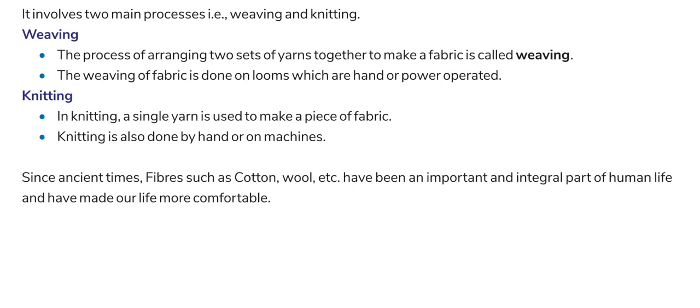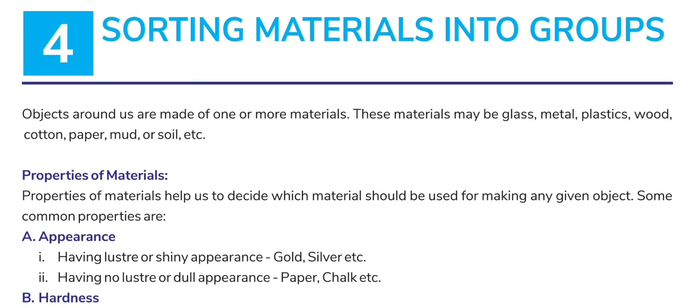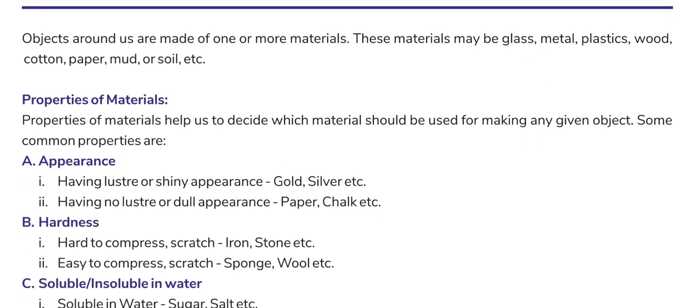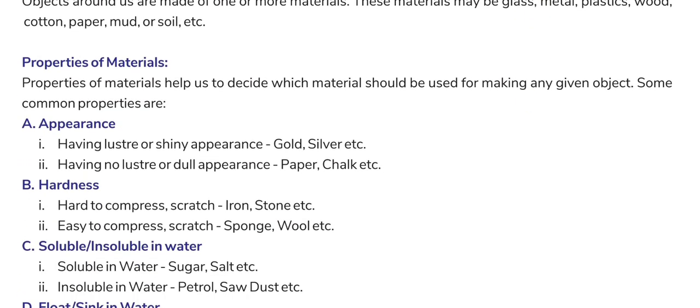Since ancient times, fibers such as cotton, wool, etc. have been an important and integral part of human life, and have made our life more comfortable. Objects around us are made of one or more materials. These materials may be glass, metal, plastics, wood, cotton, paper, mud, or soil, etc. Properties of materials help us to decide which material should be used for making any given object.